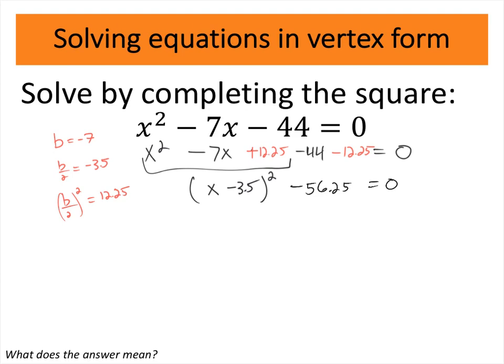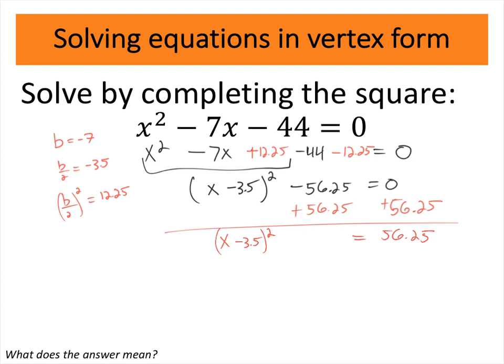Now, we're going to solve, and we're going to do it the same way we did before. We have to undo this subtraction, so we have to add 56.25 to both sides. And so we've got x minus 3.5 quantity squared equals 56.25. And then we've got to take the square root of both sides, and we're left with a plus or minus. So we get x minus 3.5 equals positive and negative square root of 56.25. I'm going to put it into a calculator so that I get a decimal form. It ends up being 7.5, which is handy, because then we don't have to do a ton of extra work.